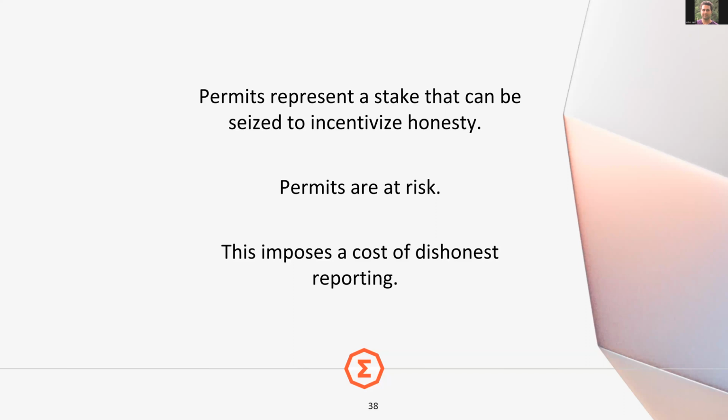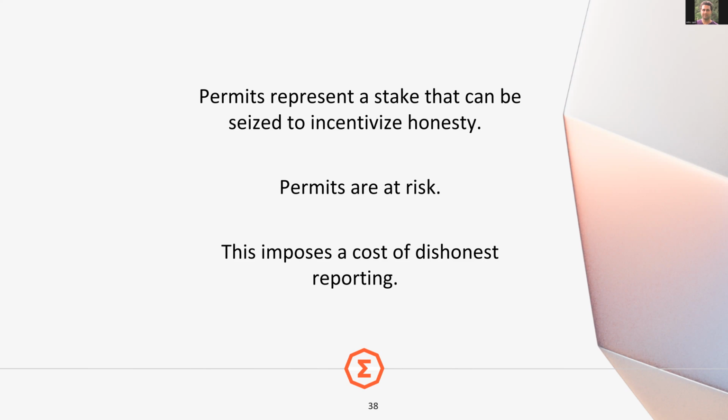So permits are a different mechanism, right? They're imposing a cost of dishonest reporting. Essentially, how that's going to work is the permit, once it's been submitted to verify a transaction, is in a locked state. And being in a locked state, the number of permits circulating in the system starts to matter, because you have a certain threshold that's created in order for an event to notify the second layer of the system.